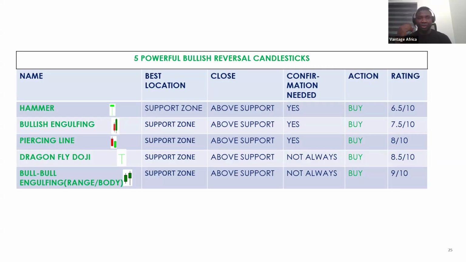We call it confirmations because when you come to any level or any area in the market, there are so many millions of traders around the world watching the same candlesticks.